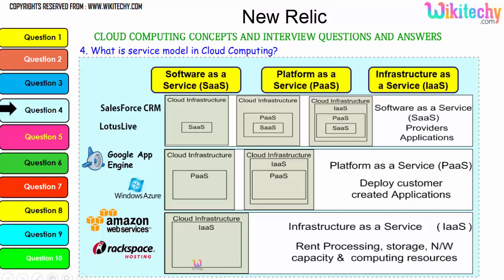Over here, infrastructure as a service, a server is given to you. Whatever OS you want, you can put it. Whatever application you want, you can put it. Here only the application can be put, only changes in the application can be done with the software. These are the examples: for SaaS, Lotus Live and Salesforce CRM. Over here it's Windows Azure and Google App Engine. Over here you can see Amazon Web Services and Rackspace hosting.